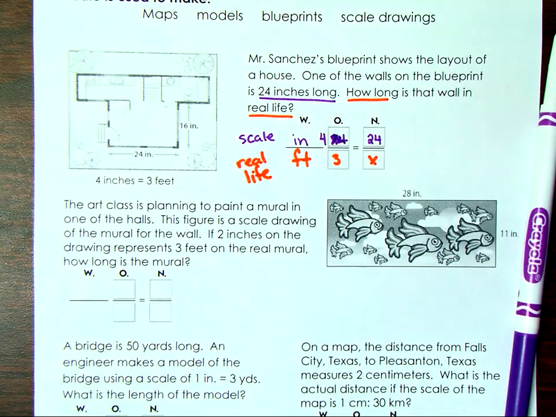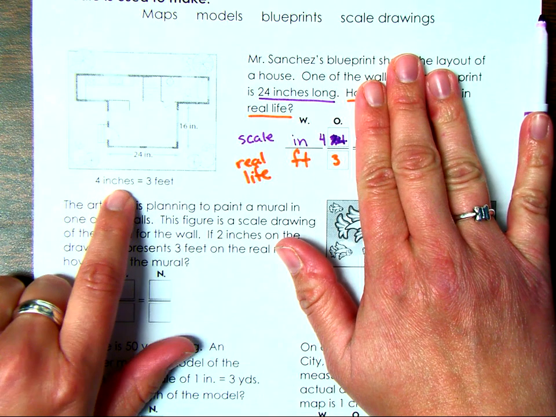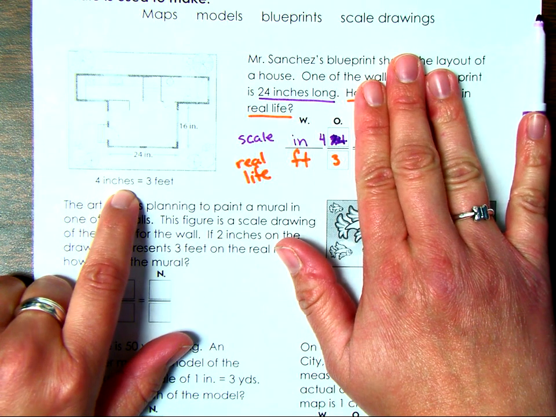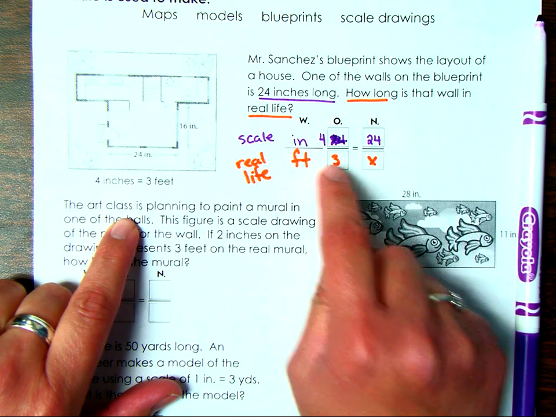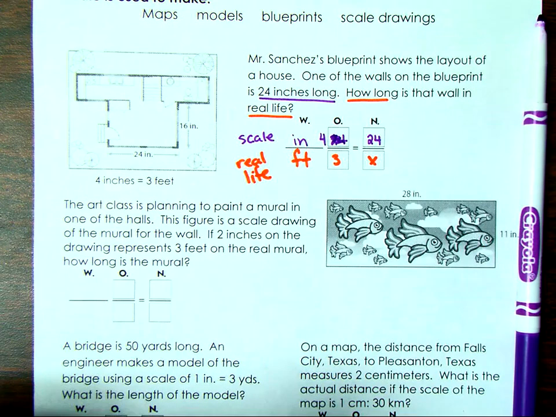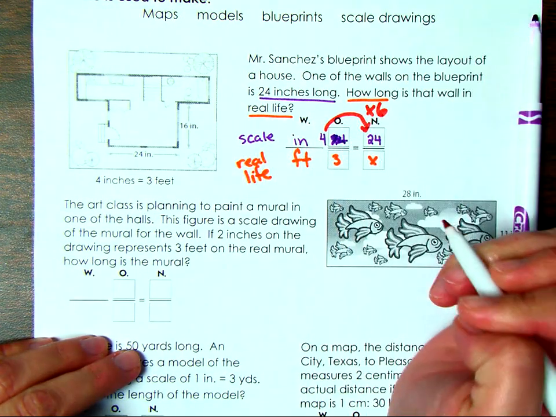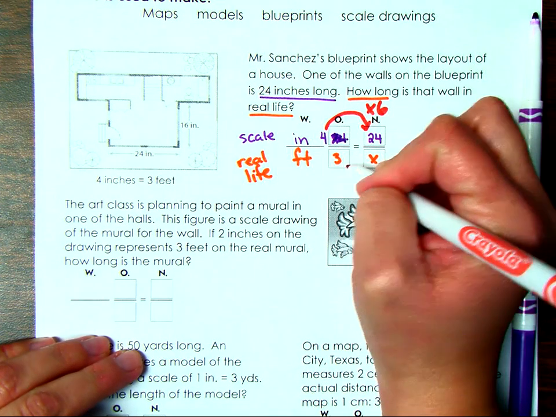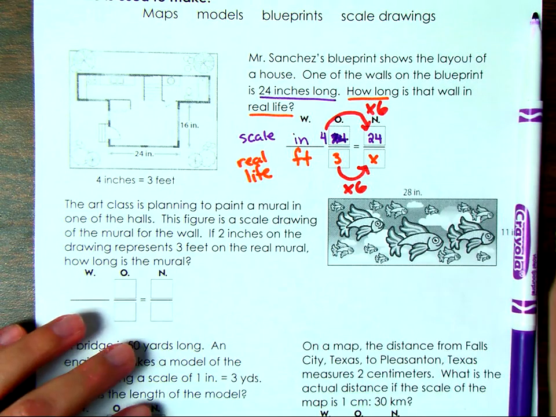My original ratio is actually what they tell me from that drawing, so you have to make sure you read that. I can't get from 4 to 3 by multiplying or dividing, but I can get from 4 to 24 by multiplying by 6. So I have a scale factor of 6. From left to right, 3 times 6 means x is going to be 18.